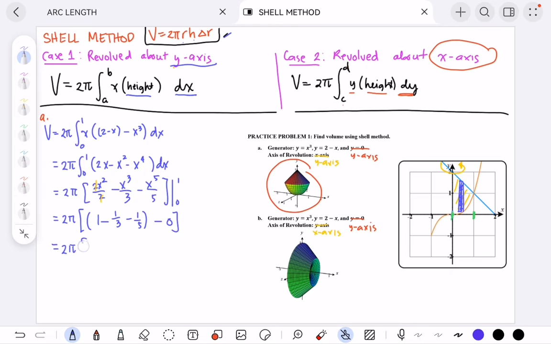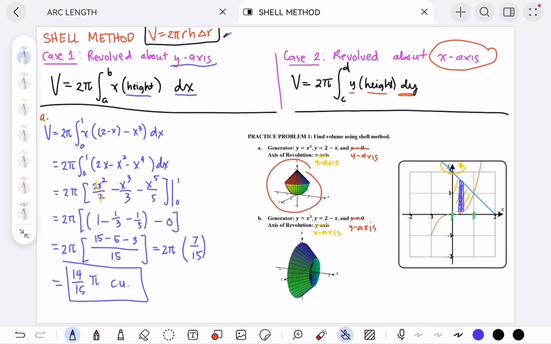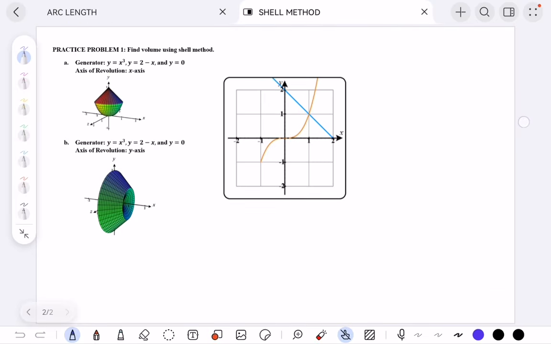Simplifying, I have 2 pi. The LCD is 15. I have 15 minus 5 minus 3. So this is 2 pi times 7 over 15. Therefore, the volume is 14 over 15 pi cubic units. That is for A.